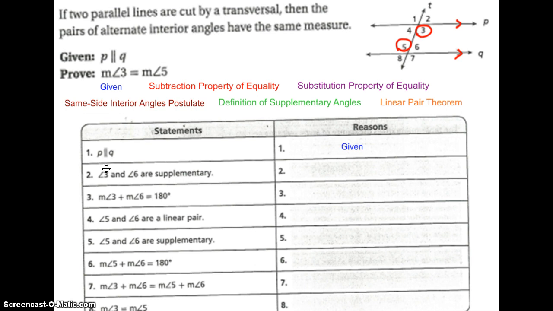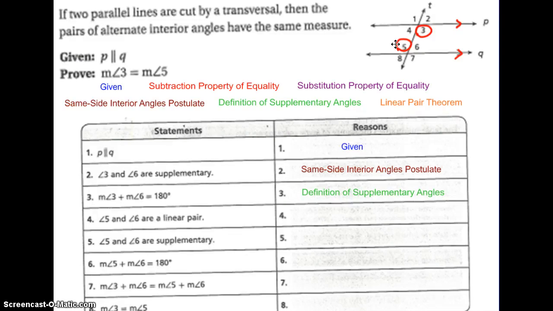We know that angle 3 and angle 6 are supplementary because of the same side interior angles postulate. Which means that angle 6 plus angle 3 has to be 180, because that's just the definition of supplementary angles. Because they're supplementary, they add to 180.